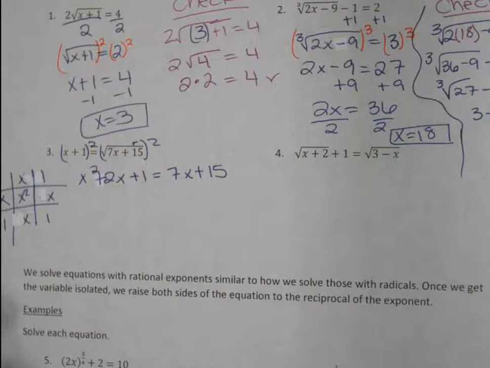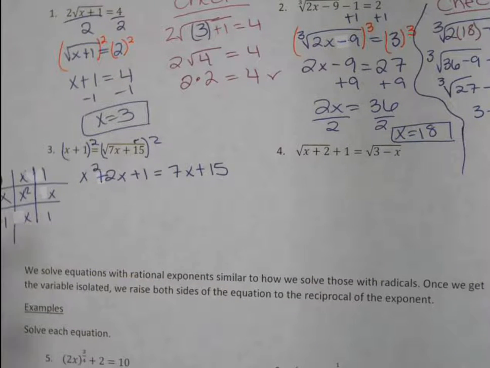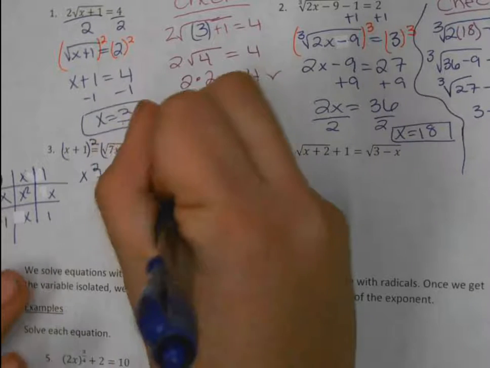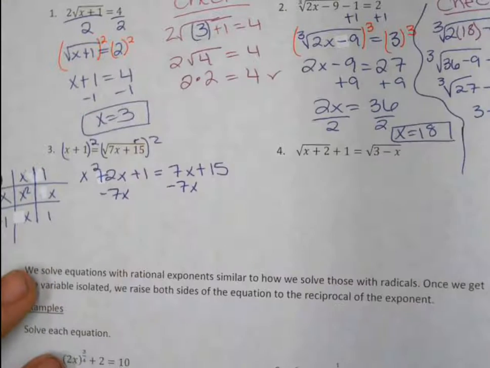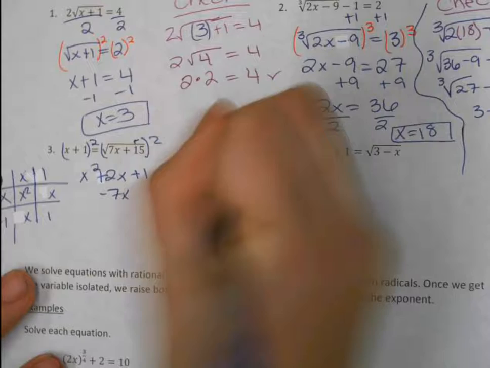Alex, be quiet. Okay, so then what do I want to do to solve this problem? How do I solve it? Okay, so remember I want to get all my like terms on the same side. So I'm going to subtract 7x on both sides. And then I'm also going to subtract 15 on both sides.